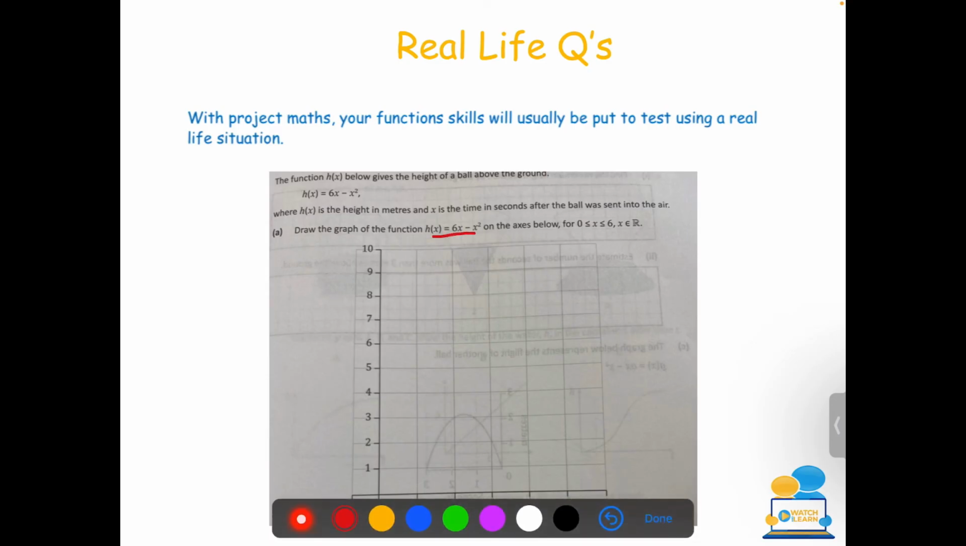So here we have our function, here we have our domain. Remember, we're graphing a function. The first thing we need to do is we need to get our table. So our input and output table. So we're going to have x, y, and our coordinate.